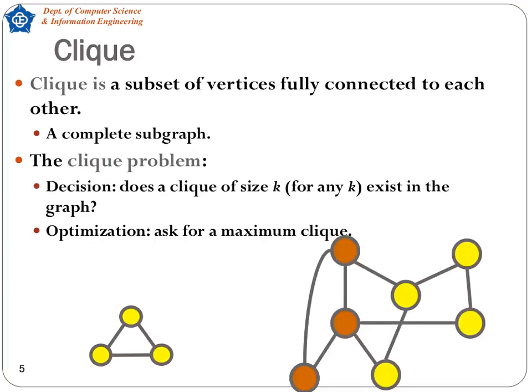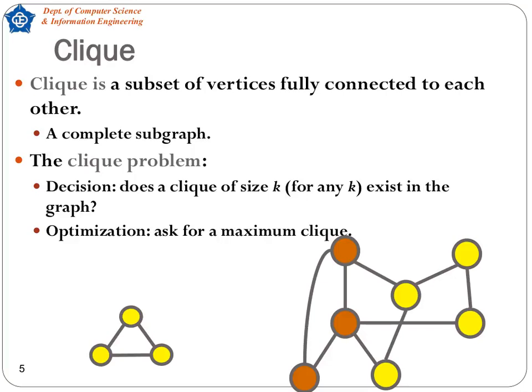Now that we've explored the NP-hardness of 3SAT, let's turn to another classic NP-hard challenge, the clique problem in graphs. A clique is simply a subset of vertices where every pair is joined by an edge, that is, a complete subgraph. There are two standard ways to ask about cliques. 1. The decision problem. Given an integer k, does the graph contain any clique of size k? 2. The optimization problem. Find the largest clique in the graph.